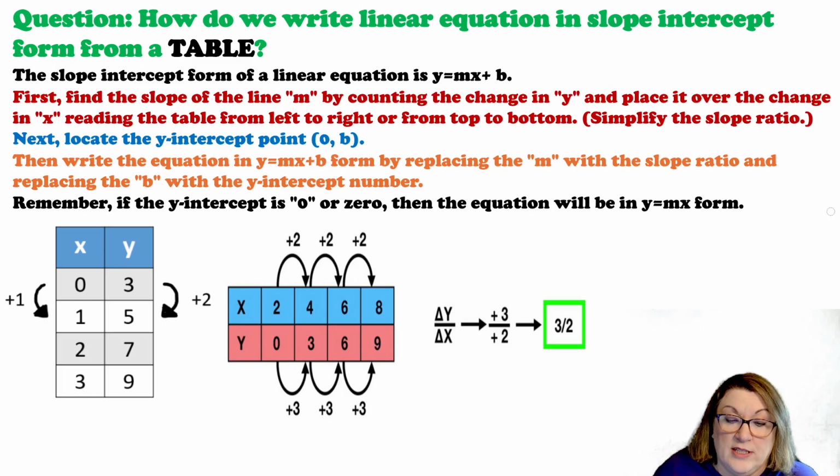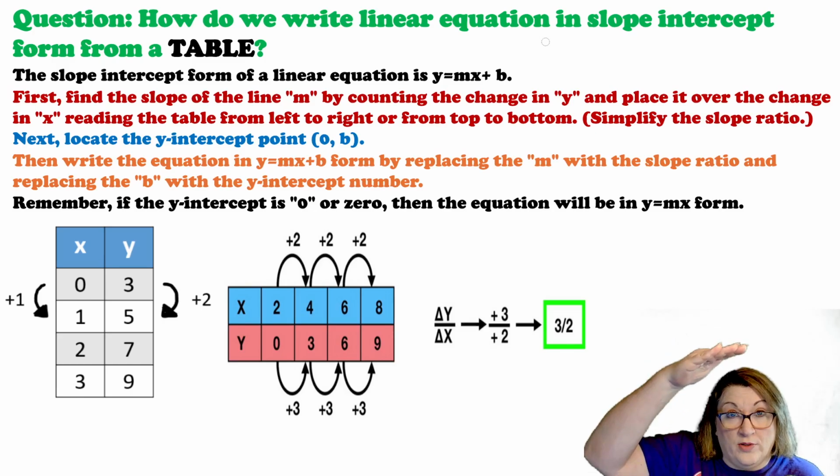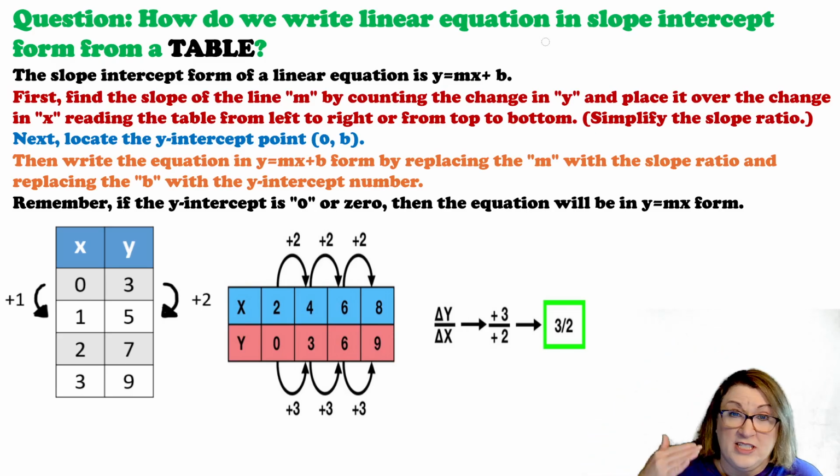Sometimes the tables are listed like this one on the left, where you're reading the points from top to bottom. And remember, these tables are just a list of points, like 0, 3. That's the points, right? And that 0, 3 is actually your y-intercept point, because anytime the x value is 0, the corresponding y that goes with it on that point is your y-intercept point, or your b.